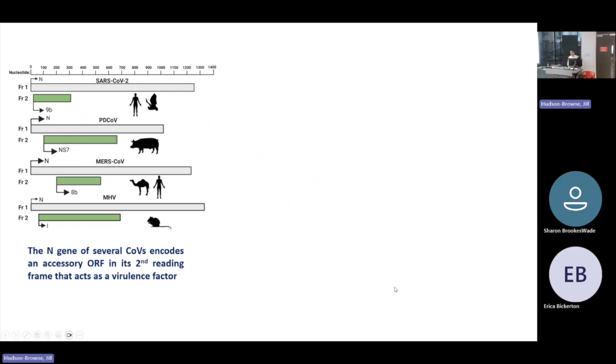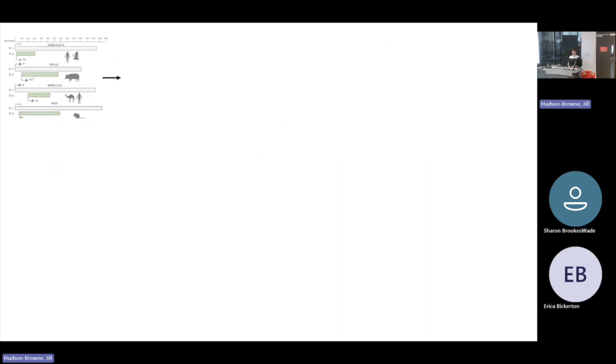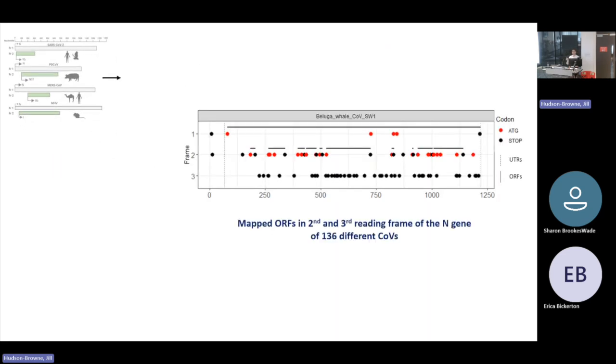At the beginning of my PhD, I wanted to know how common this feature is across coronaviruses. So I took the N gene of 136 different coronaviruses and started mapping open reading frames across their alternative reading frames into maps like this. This is for a beluga whale coronavirus. I know, poor beluga whales.